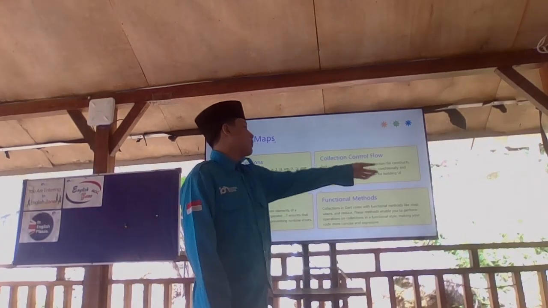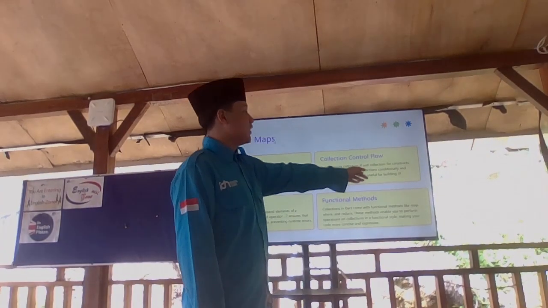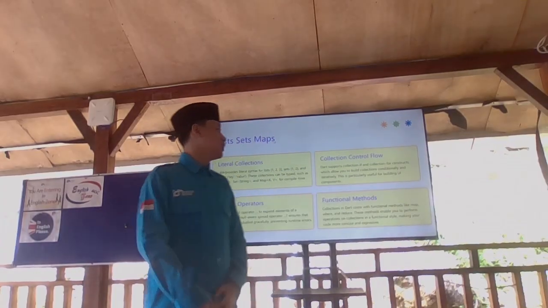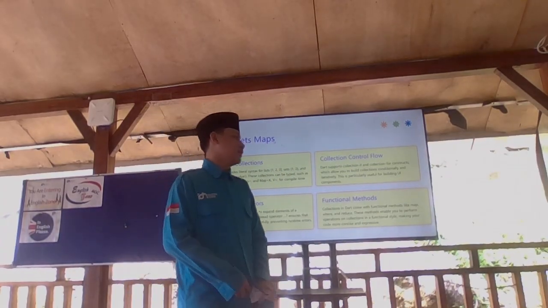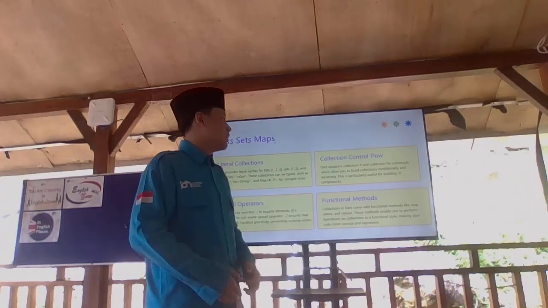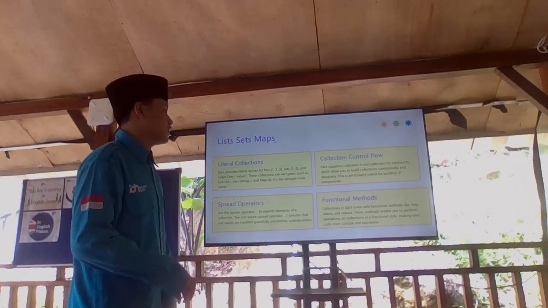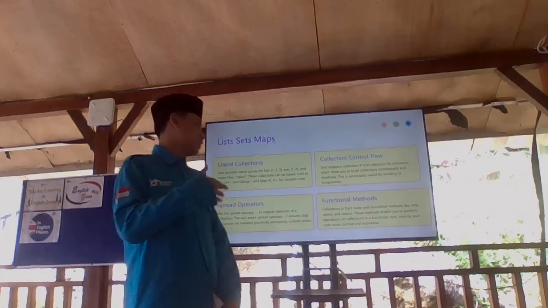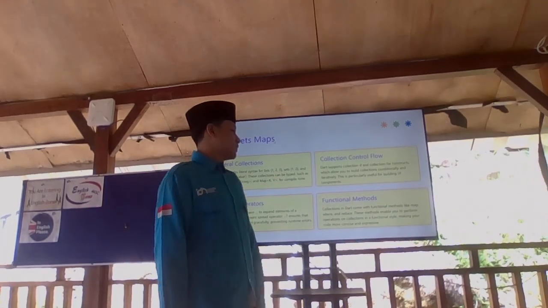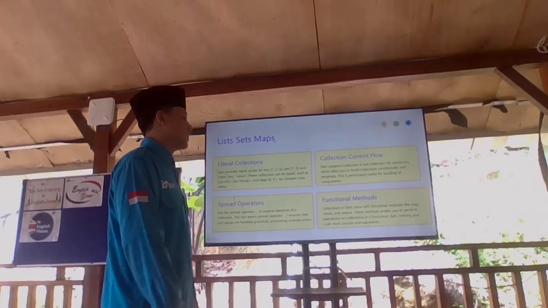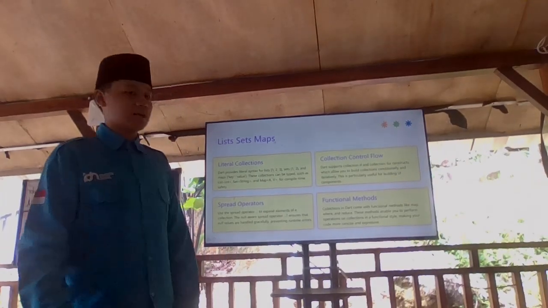For collection control flow, Dart supports collection if and collection for constructs, which allow you to build collections conditionally and iteratively. This is particularly useful for building UI components. Functional methods: collections in Dart come with functional methods like map, where, and reduce. These methods enable you to perform operations on collections in a functional style, making code more concise and expressive.